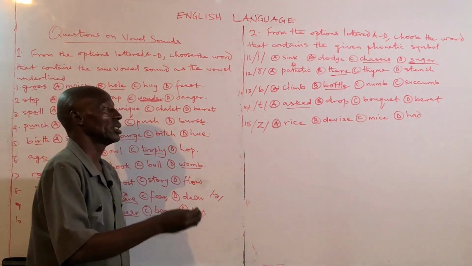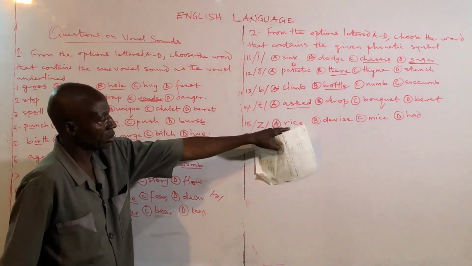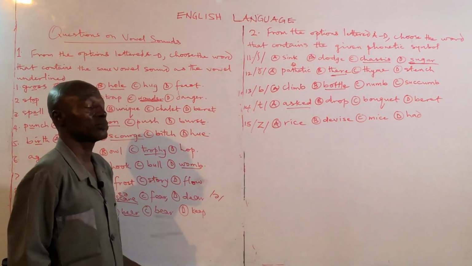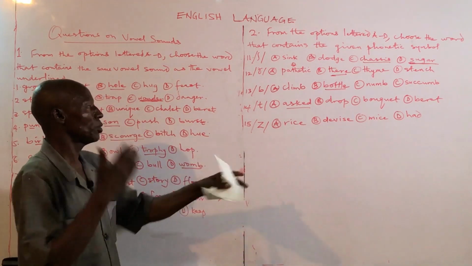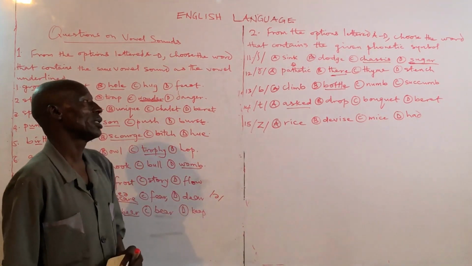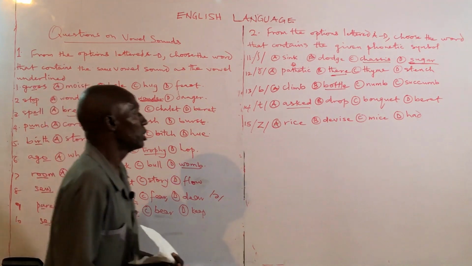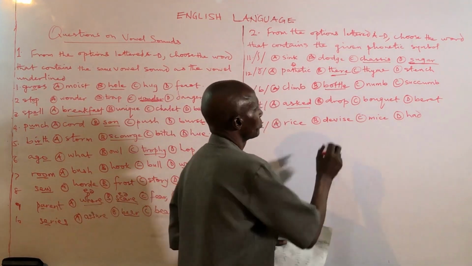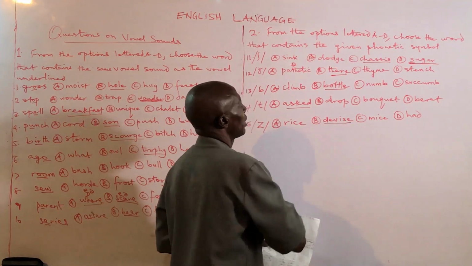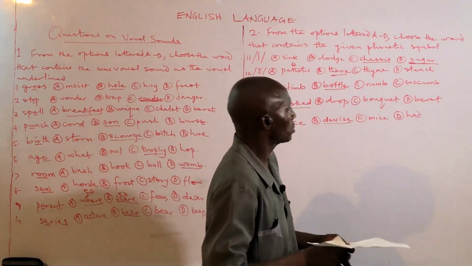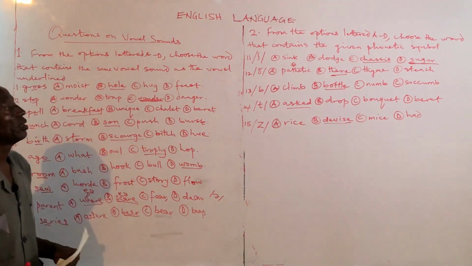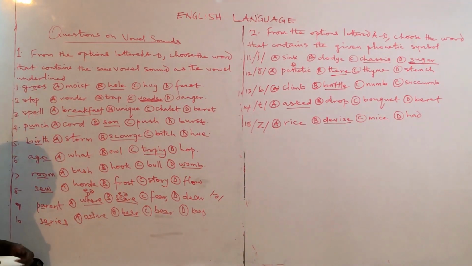The rice we eat, RICE, like this one. That's rice. But if I say rise and let's go, rise and let's go, that one is RISE. So the answer to this is device. So I want you to go and study these notes.